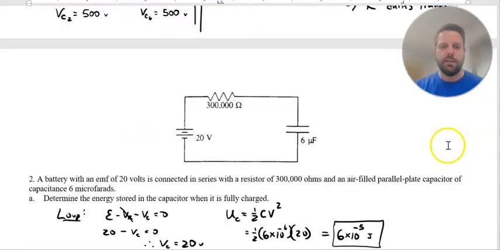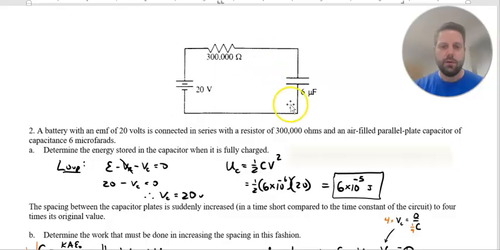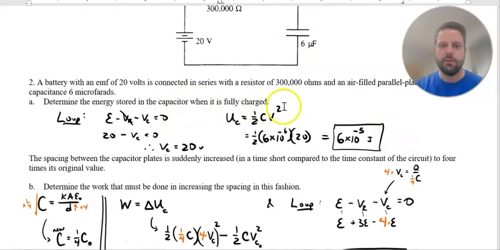All right, so moving on to then the second problem. This looks like a simple RC circuit, but it's going to have a modification made to it. In this case, it's going to increase the spacing. These plates are going to be pulled apart. So pretty simple setup here. Determine the energy stored in the capacitor when it's fully charged. We go right to loop rule to get the voltage at steady state.